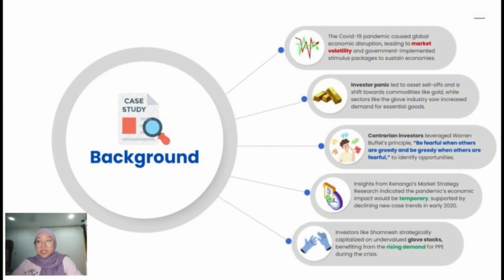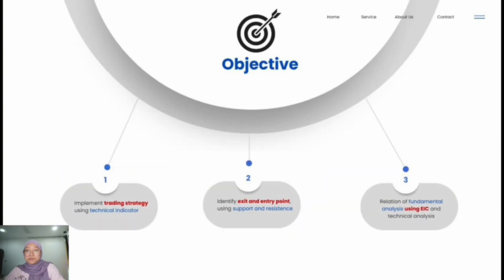Insight from Kenanga Market Strategy Research indicates the pandemic economy was just a temporary situation, which is supported by the declining new case trend in early 2020. And investors like Samnesh strategically capitalized on undervalued growth stocks, benefiting from the rising demand for PPE during the crisis.